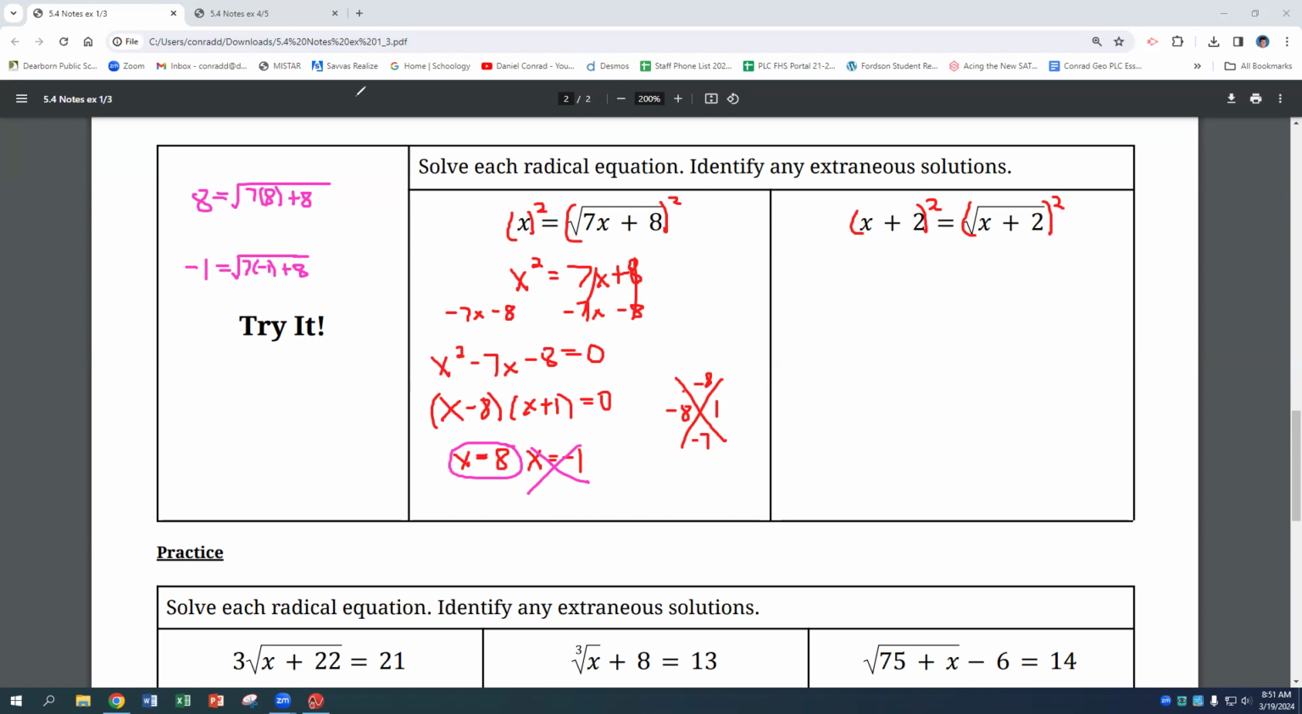Okay, the next one, we're going to square both sides. So I get x plus 2 times x plus 2, right? There's two of them. Equals x plus 2, right?